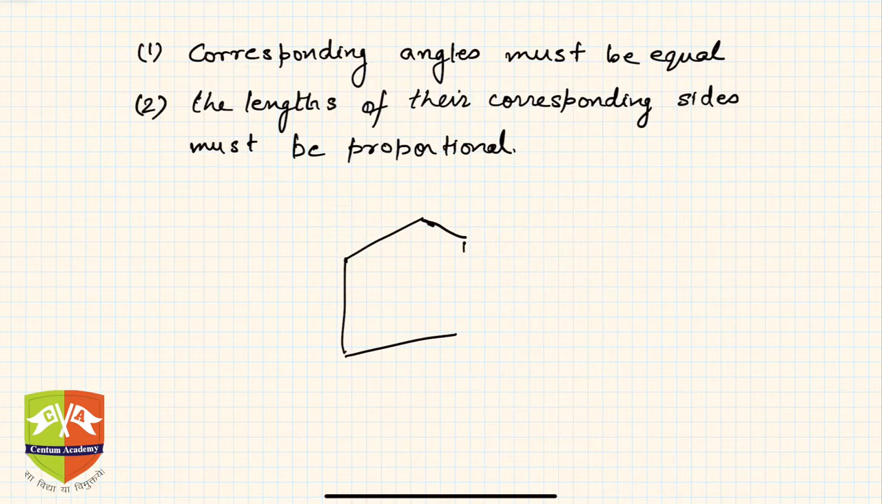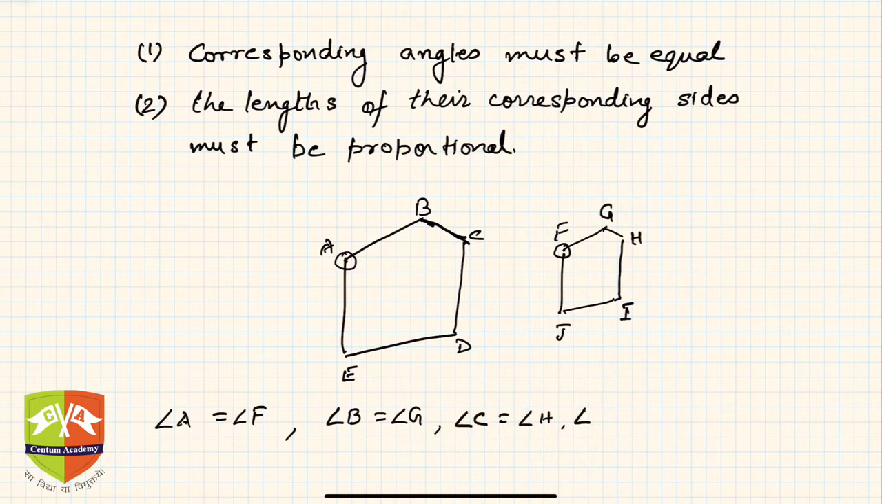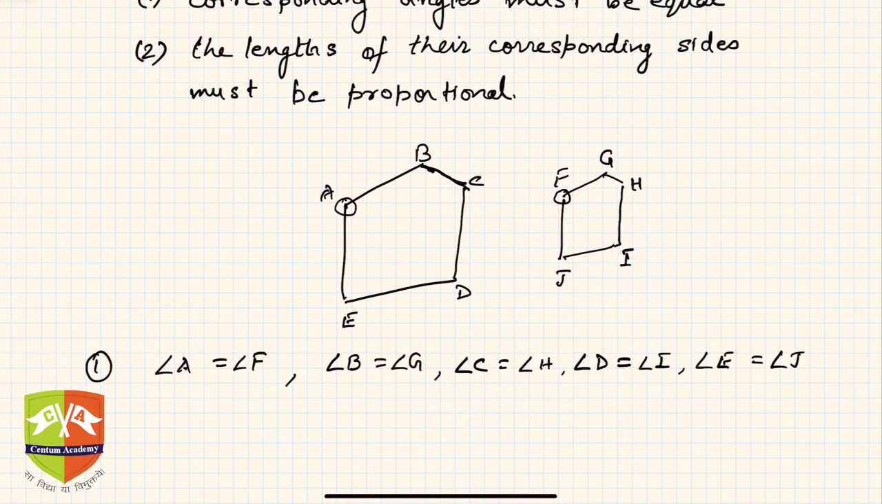So let us say another pentagon is like this, or a similar pentagon to the one I drew above. Let us say this is A, B, C, D, E, and another one is like that, somewhat similar looking, isn't it? Now let us say this is F, G, H, I, and J. For the first criteria to be fulfilled, angle A must be equal to angle F, hence corresponding, so vertex A corresponds to vertex F. Similarly, angle B must equal angle G, angle C must equal angle H, angle D must equal angle I, and angle E must equal angle J. This is the first criteria: all the corresponding angles must be equal. And what does the second criteria mean?